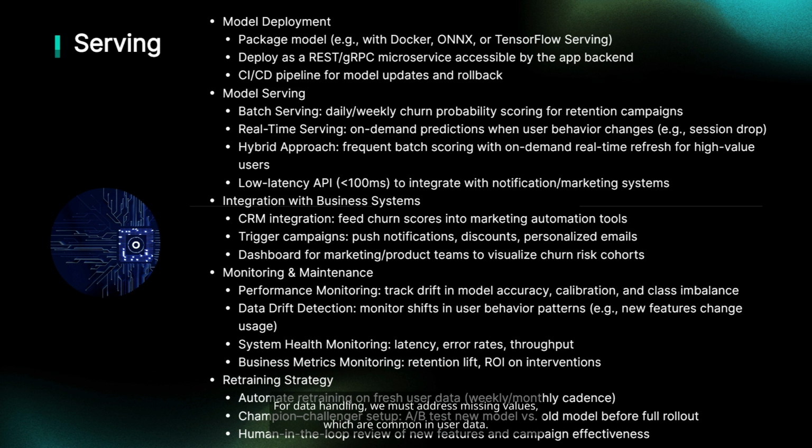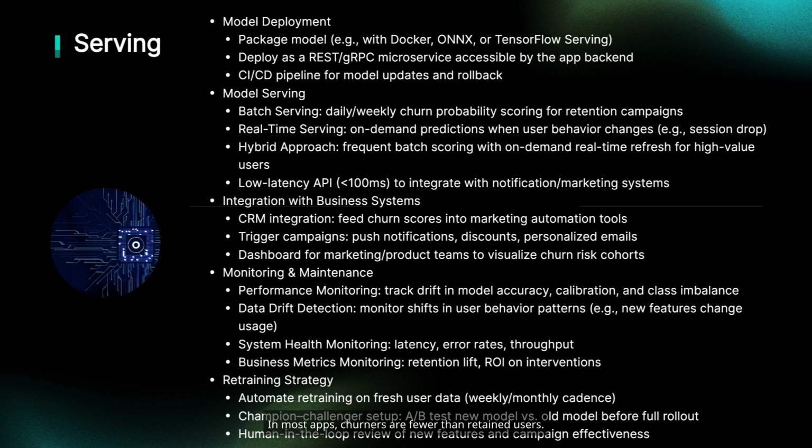For data handling, we must address missing values, which are common in user data. Strategies include imputation with medians, flagging missingness explicitly, or creating a special missing category. Numerical features may need scaling, and categorical variables can be one-hot encoded or represented with learned embeddings, especially if the cardinality is high.